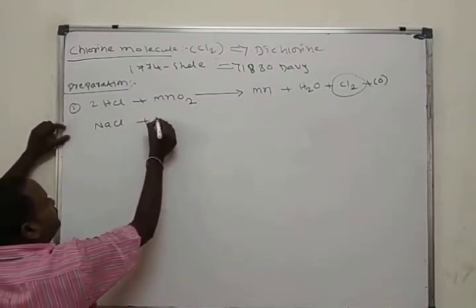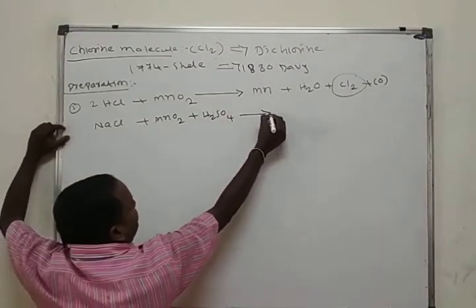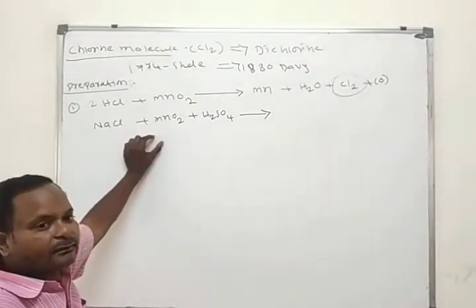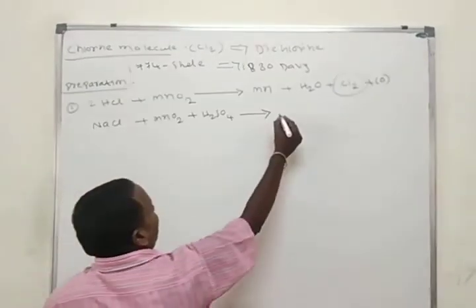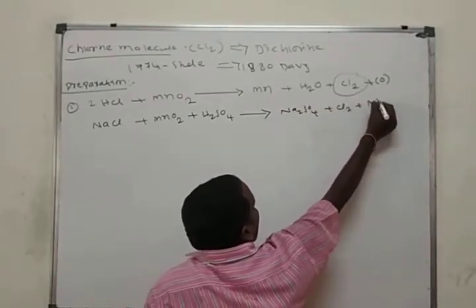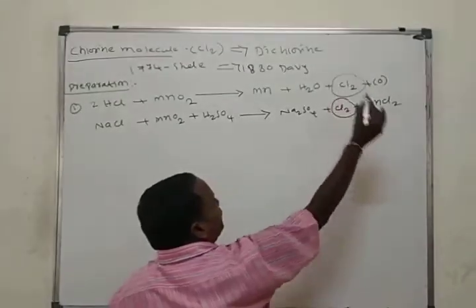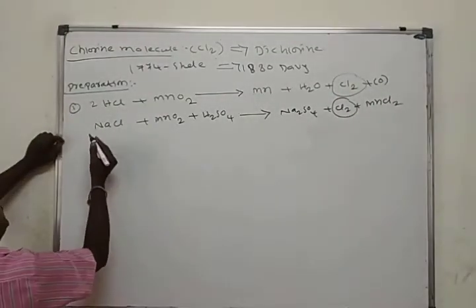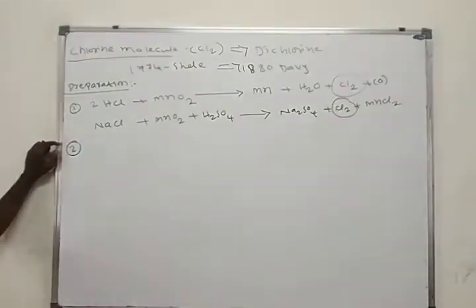One more preparation is like this: sodium chloride reacts with manganese dioxide along with concentrated sulfuric acid. That means sodium chloride, a natural salt, reacts with manganese dioxide in the presence of concentrated sulfuric acid. We get sodium sulfate, chlorine, and manganese chloride. Here also we get the chlorine molecule, dichlorine. This is about the first preparation.